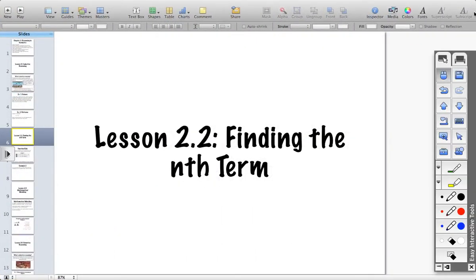Right, welcome back. Now we're going to continue with the next lesson. Lesson 2.2 is called Finding the Nth Term. And we are going to use our inductive reasoning skills to determine some function rules that are going to help me find the value of terms without necessarily having to complete the patterns over and over and over again.